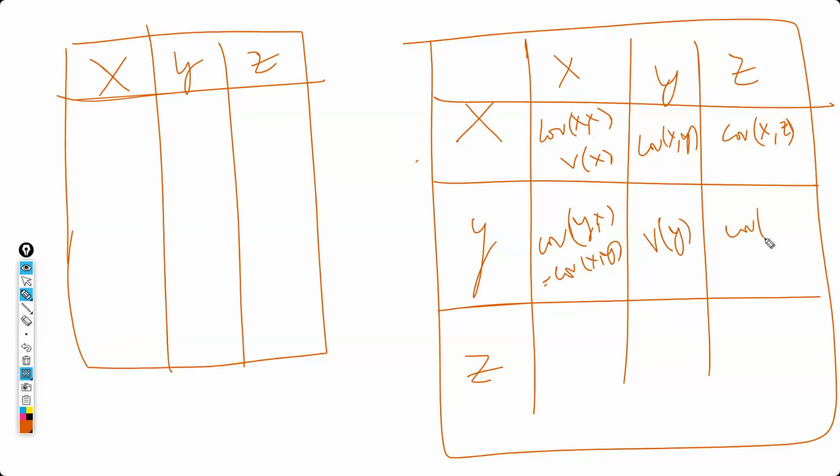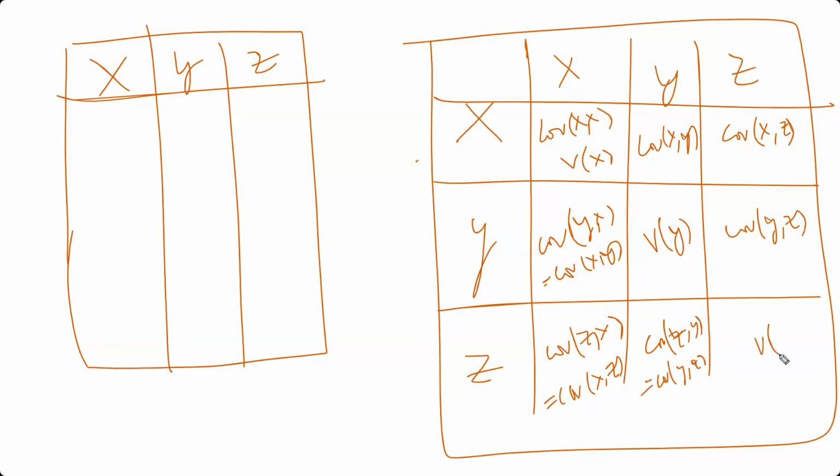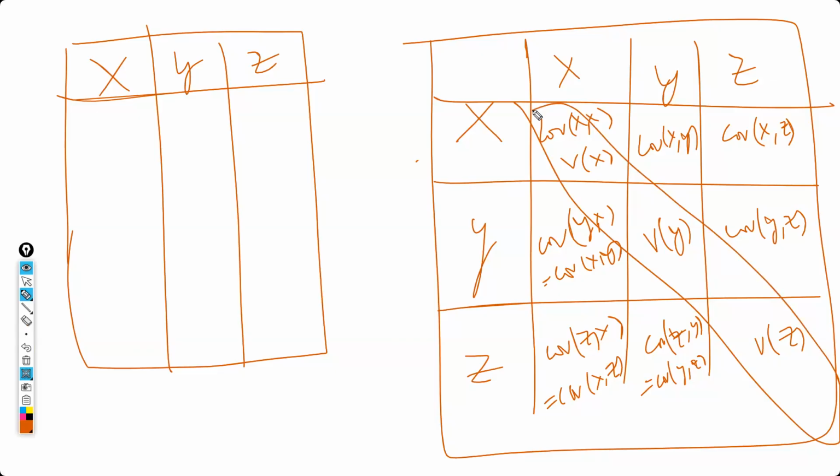This is covariance of Y comma Z. This is covariance of Z comma X, which is nothing but covariance of X comma Z. And this is covariance of Z comma Y, which is nothing but covariance of Y comma Z. And this is nothing but variance of Z. So your diagonal values are going to be the variance values, and the upper triangle and lower triangle will be the same. Diagonal values should be variance values. Is the point clear now?